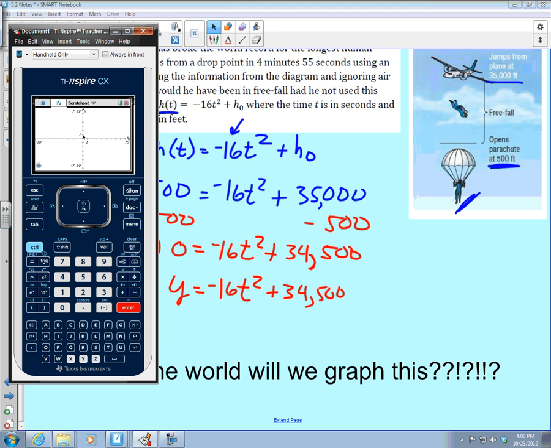And I don't even see my graph. So what we're going to have to do is go to menu. And we're going to go to zoom window. And I'm going to go down to zoom fit. There's our graph. Now I want to see when it crosses the x-axis here. And I don't think it's even close to crossing the x-axis. So I got to open up my window a little bit.